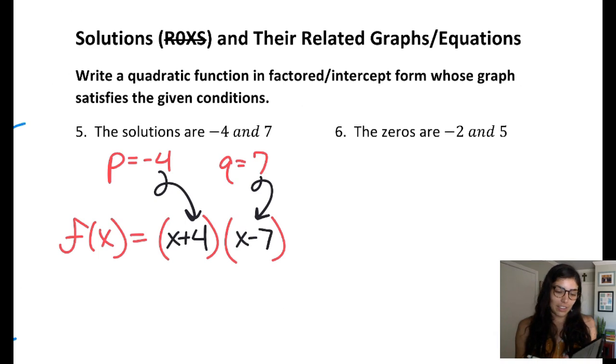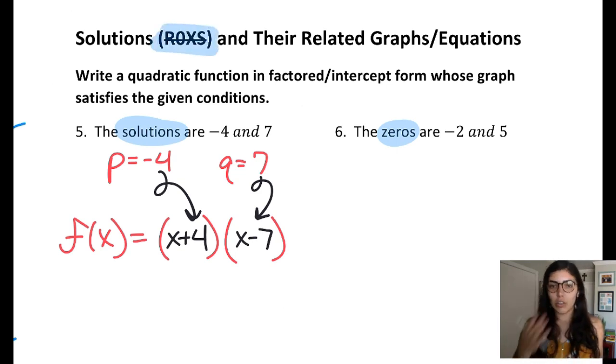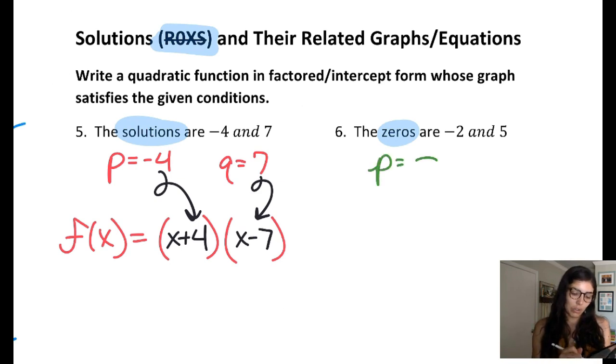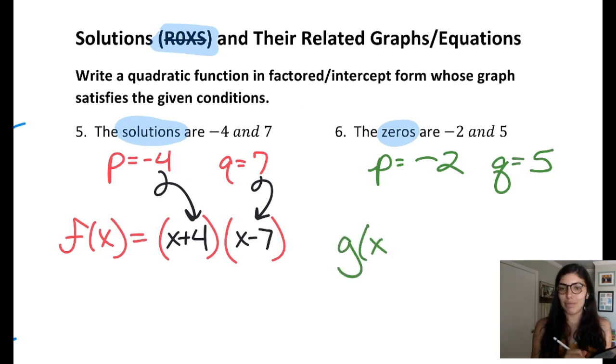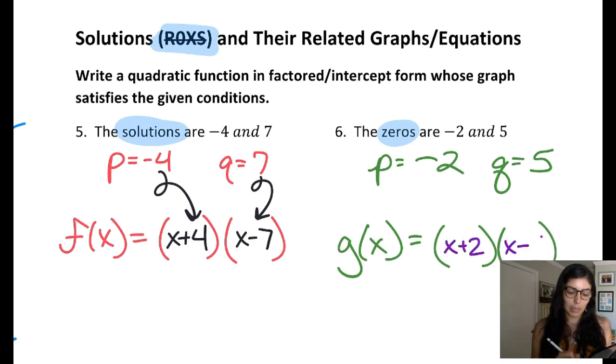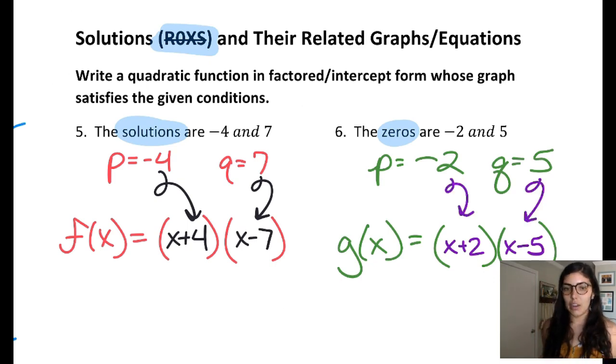Factors and zeros are also opposites, because remember, solutions and zeros are part of my rocks words, so they're all going to be the same concept. If we have that P is -2 and that Q is 5, then when we put them back into the function, I'm going to name this function G because I feel like it, their factored form should just be the opposite: x +2, x -5. The opposites go inside the function.